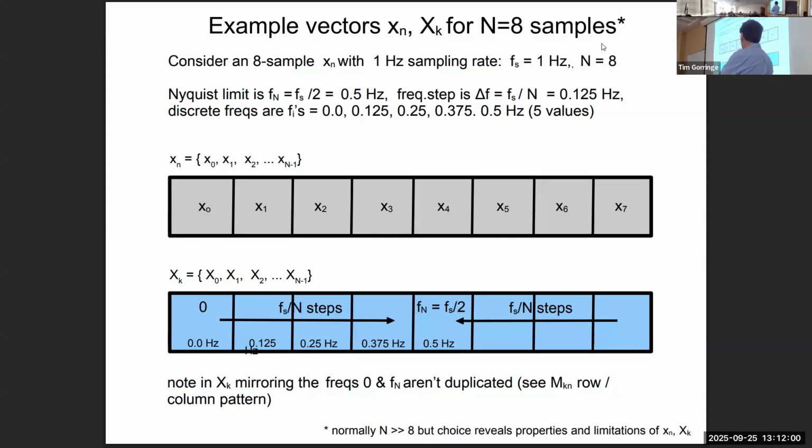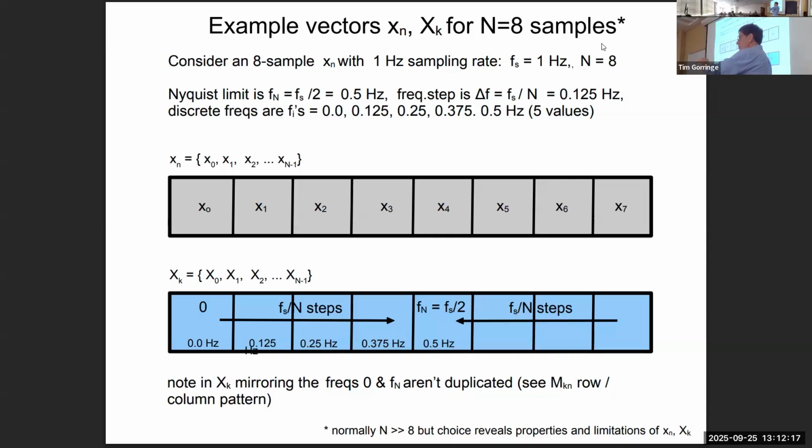Well, the maximum frequency, the Nyquist limit for my frequency distribution, is half the sampling rate. So I'll only see frequencies up to half the sampling rate in Hertz. That's the highest frequency I can see in my frequency domain.